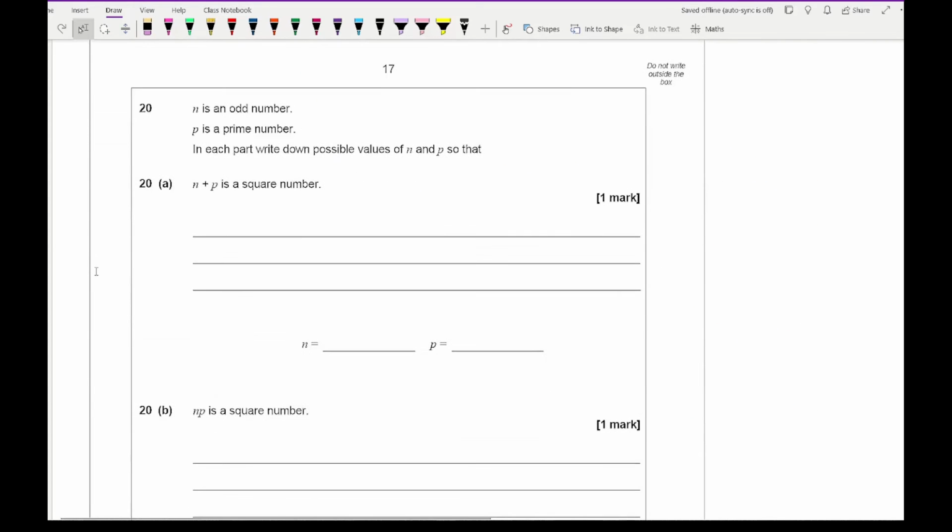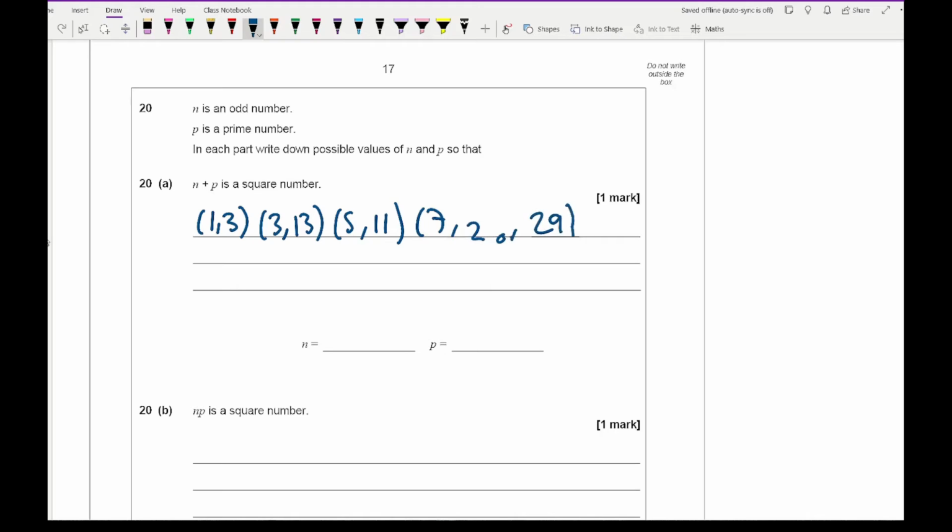Then moving on to question 20, it says n is odd and p is prime. In each part, write down the possible values of n and p. Now, there are so many different combinations you could have for this particular question. So again, going through the examples, you could have 1 and 3, you could have 3 and 13, you could have 5 and 11, you could have 7 and 2 or 29.